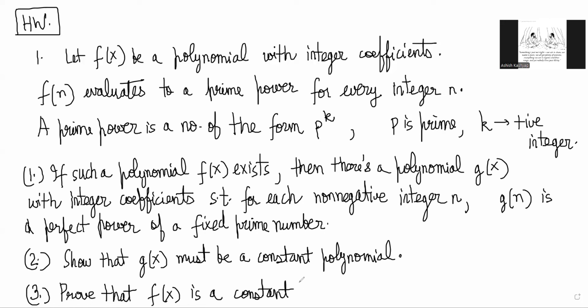So a lot of conditions are being said. You have to go in a step-by-step manner and try to prove this. Think about this condition. The fact that f of n is always p power k, some prime number power k. And then if such a polynomial exists, you have to show that there is another polynomial g of x with integer coefficients, such that for every n greater than or equal to 0, g of n is also a prime power. And then part 2 and part 3 are proving that g of x and f of x are both constant polynomials. So try it out. It's a proof-based problem.